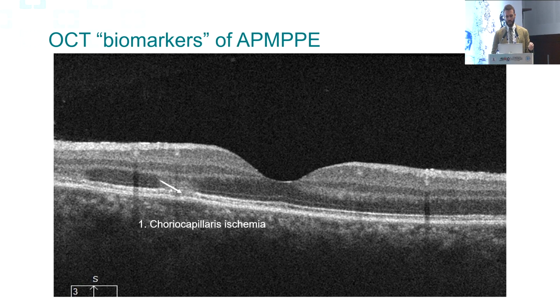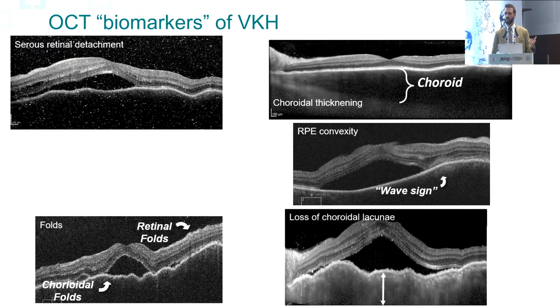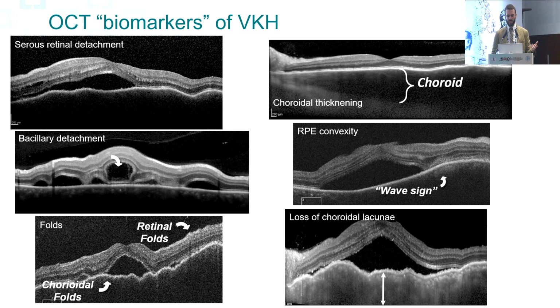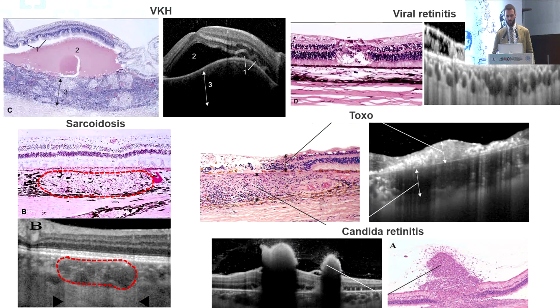Choriocapillaris ischemia, this alteration of the RPE, and the edema of the outer nuclear layers. And of course, we heard a lot about all the OCT signs of VKH, this choroid thickness, loss of the vasculature, and the undulation. Now you zoom in, you know I was born in Bologna. Now you get a clearer idea. You can see my hometown. So we are going smaller and smaller with OCT.